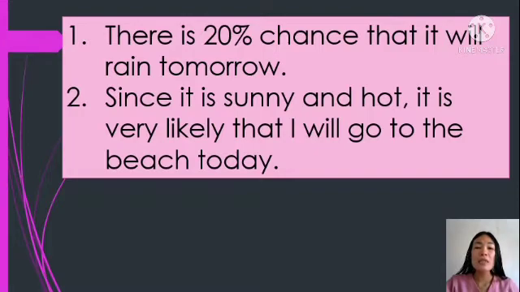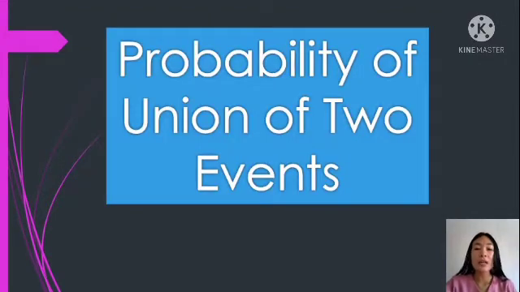Examples of probability statements: There is a 20% chance that it will rain tomorrow. Another example: since it is sunny and hot, it is very likely that I will go to the beach today. Okay, can you give more examples? Very good. Our lesson this morning is all about the probability of union of two events.